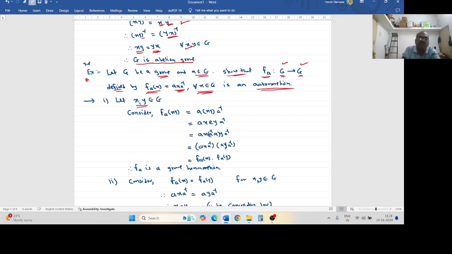So take two elements in G. Let x and y belong to G. Consider fa of x into y. By this definition, fa of x is a x a inverse.